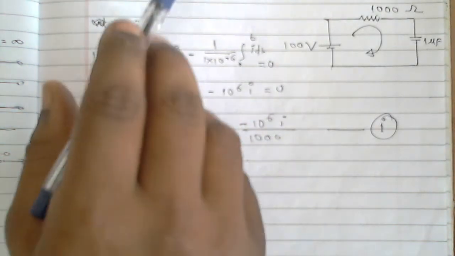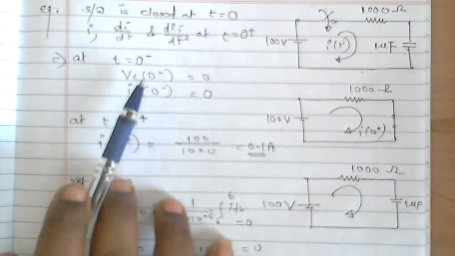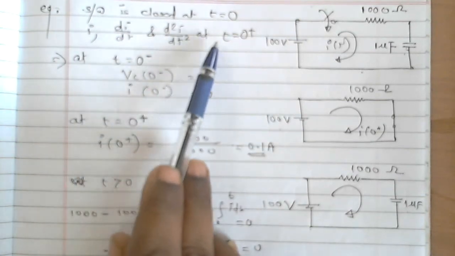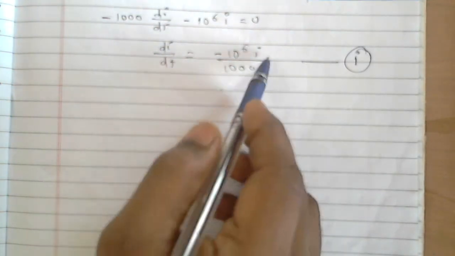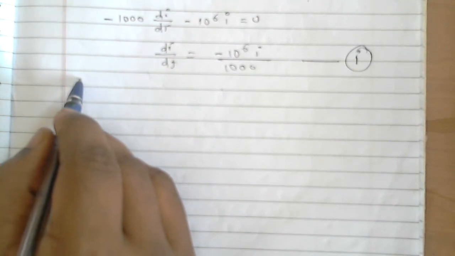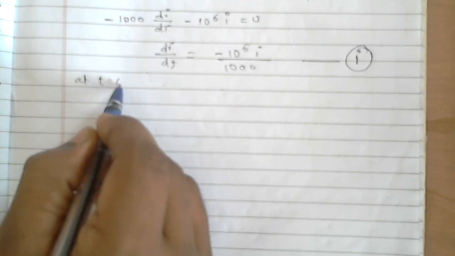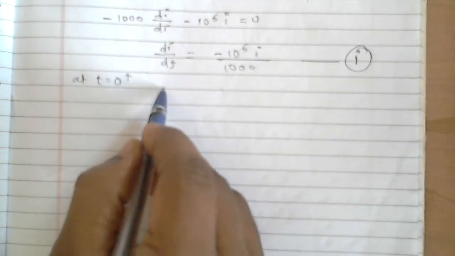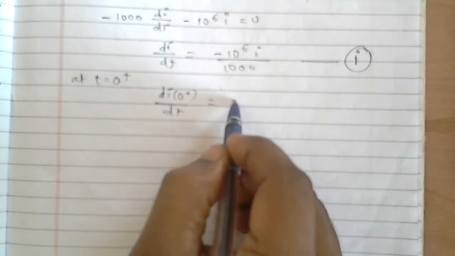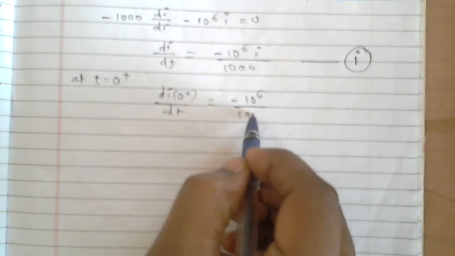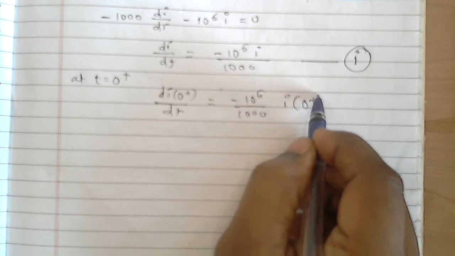Now what was asked? It was asked to find I, di by dt, and everything at t equal to 0 plus. So from this particular equation I will find di by dt. For that I will put I of 0 plus instead of I. So at t equal to 0 plus, di at 0 plus divided by dt equal to minus 10 raised to 6 by 1000 into I at 0 plus.